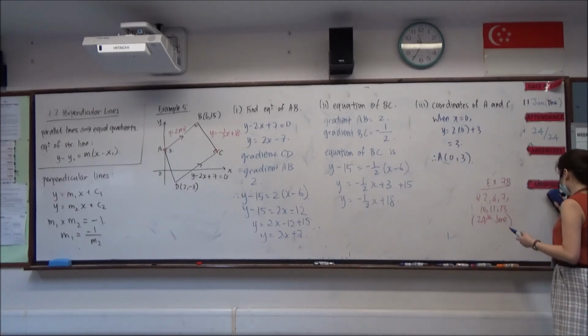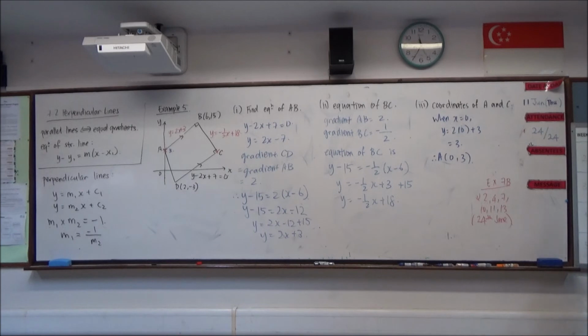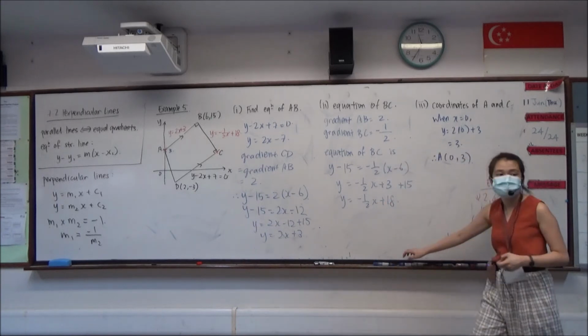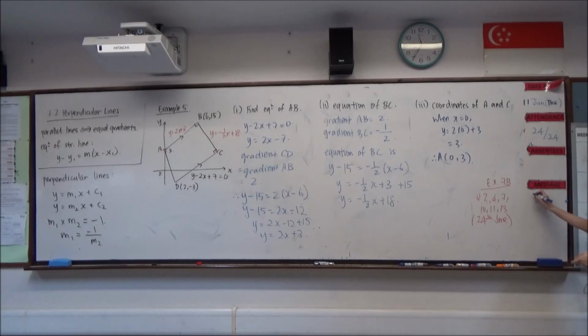Then after that, when you want to find the coordinates of C, how do we find the coordinates of C? What do you think? How should I find the coordinates of C? Yep. We have the equation of BC and I have the equation of CD. What were the coordinates of C? Do you know? It is the intersection point of two lines.